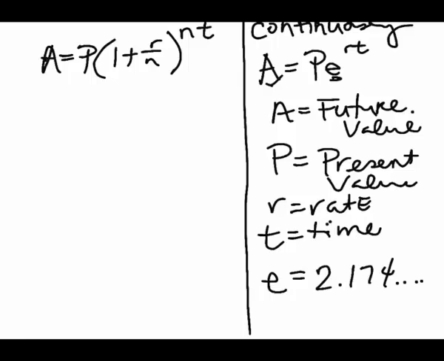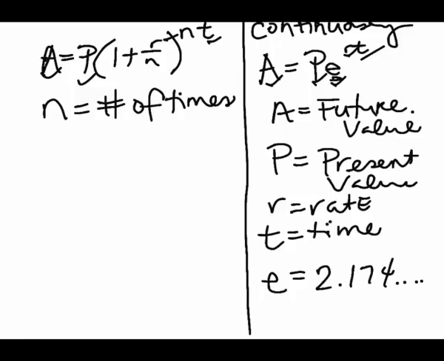We know what A stands for. We know what P stands for. We know e is a number. We know rate and time. On the right side, we know A, P, R, and T. We just don't know n. n is the number of times your interest is compounded.